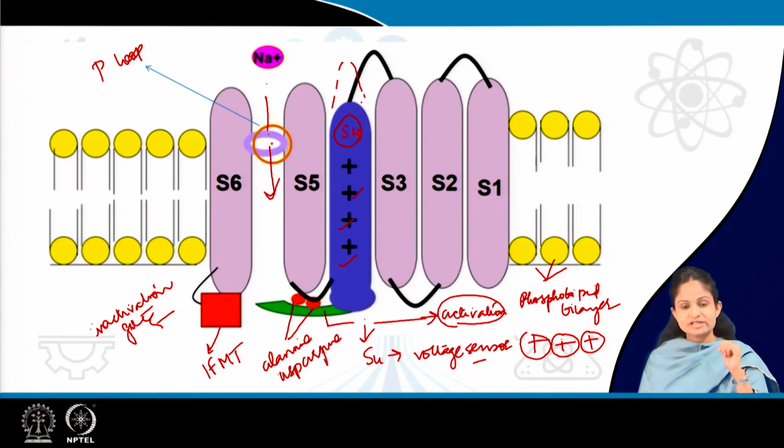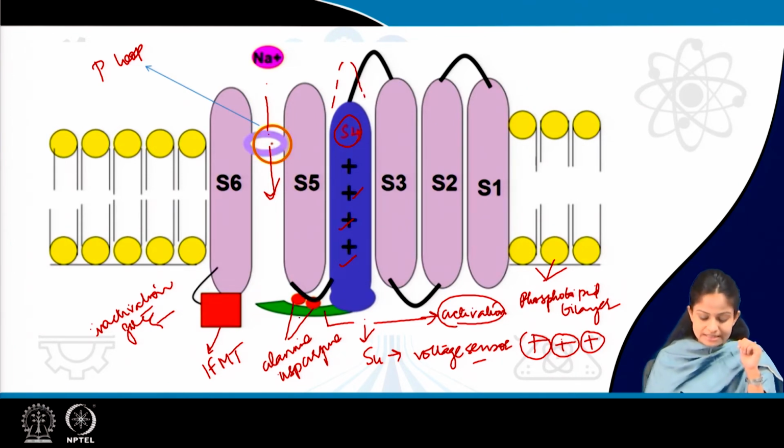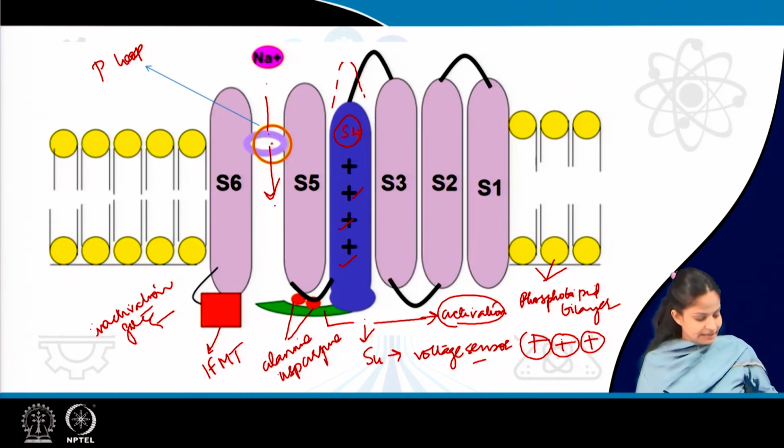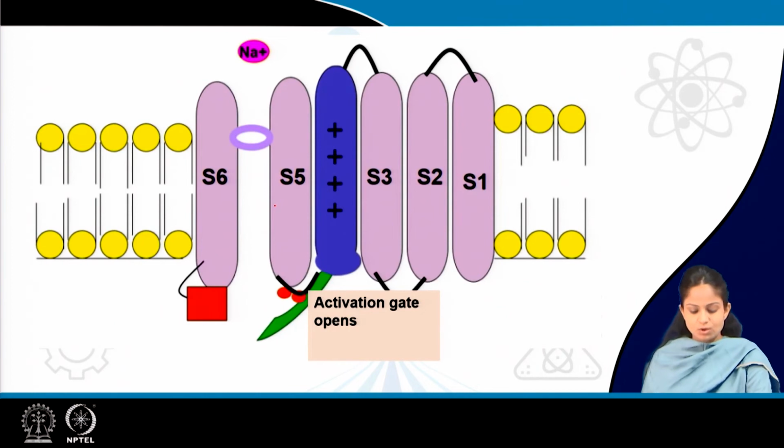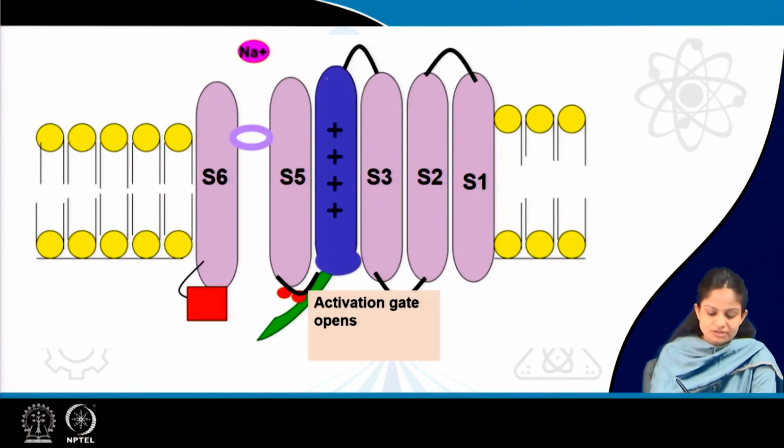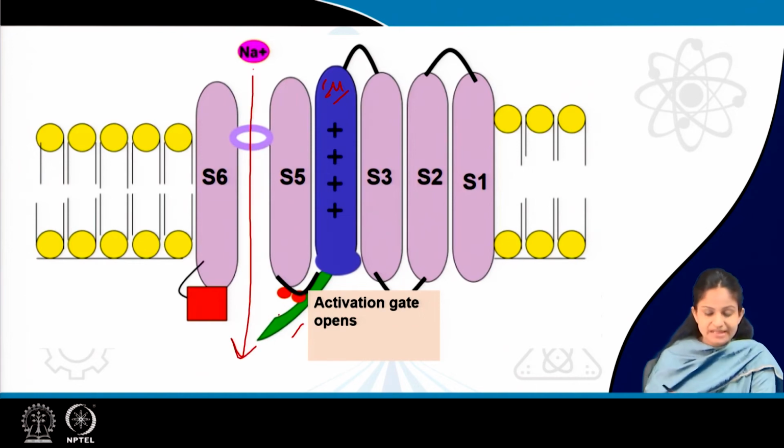Now, when this S4 segment moves upward, this activation gate, which is green in color, will come down, and thus the gate will open and sodium will enter. So, this is what happens when, due to the depolarization, the S4 segment has moved outwards towards the extracellular side and has pulled the activation gate downwards, and so the activation gate opens and hence sodium will enter.